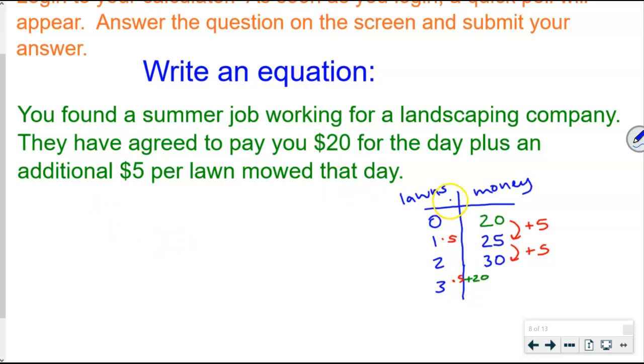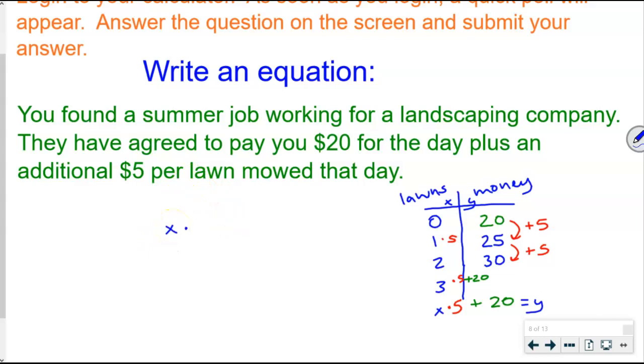So if I keep this as x, because I like x's and y's, what am I doing with that x value? However many lawns I've mowed, I multiply that by 5 because that's how many dollars I make. But that's not all. What else am I getting paid? Yeah, an extra 20. That's right. And that is equal to the amount of money.